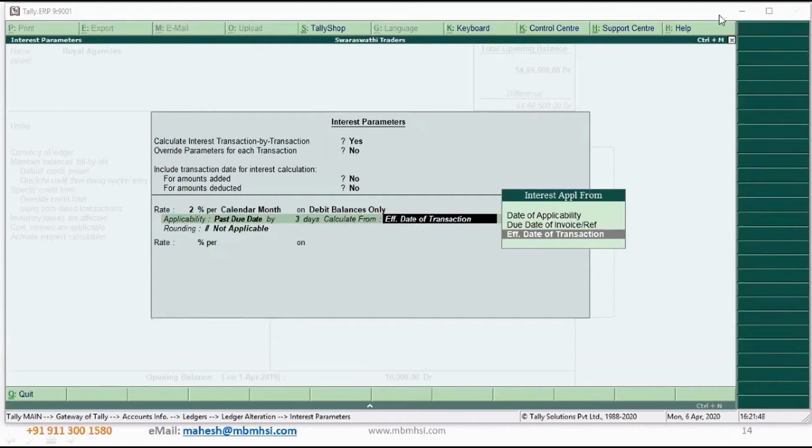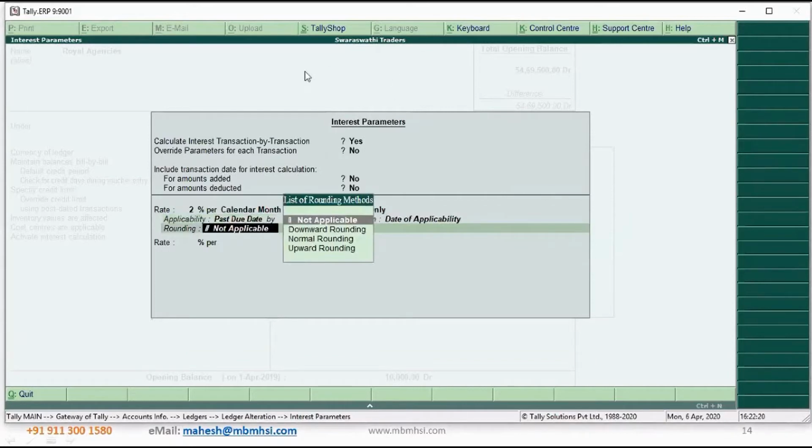And the third is the effective date of transaction. While doing the voucher configuration, we saw there was a voucher date and an effective date. All your bill-wise outstanding receivables and payables were taken based on the effective date. Right? So which should be the date? That is what it is asking, interest applicable from. Based on that, you could specify. In this example, I'm just taking date of applicability.